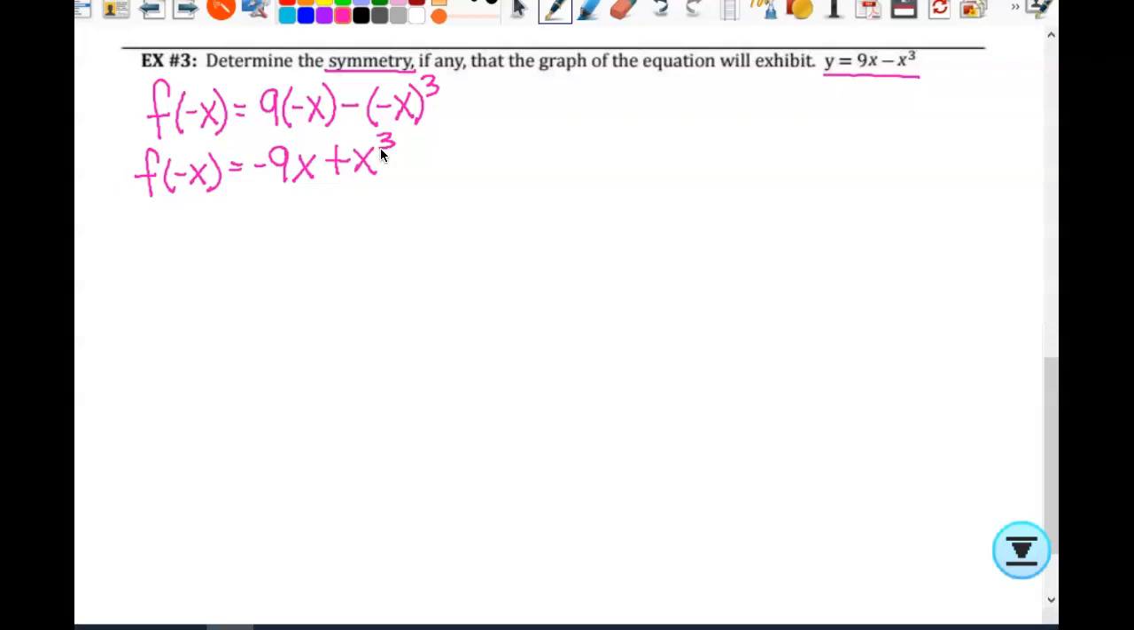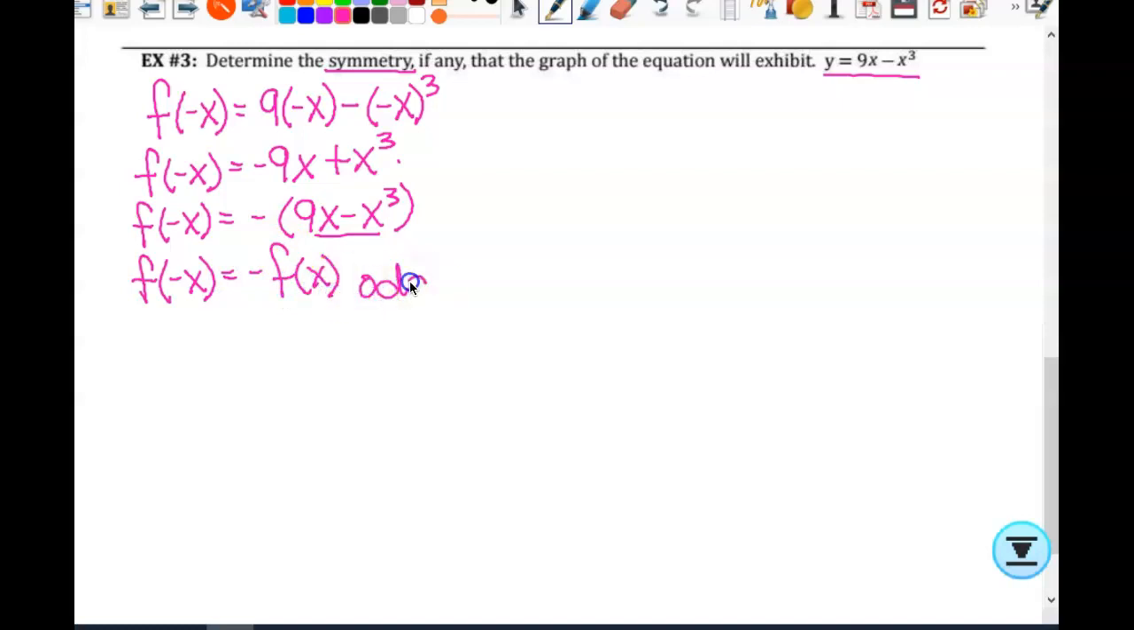Everybody with me at this point? Does this match my original exactly? No. So that means now I factor out a negative. This is still f of negative x. This gives me negative then 9x minus x cubed. Now, does what's in here match my original exactly? Yes. So that means that f of negative x equals negative f of x, and that does make it odd. But I still have to write both of these things and all of this, like all of that is my answer. But that's not what this question was asking, right? It was asking me for the symmetry.